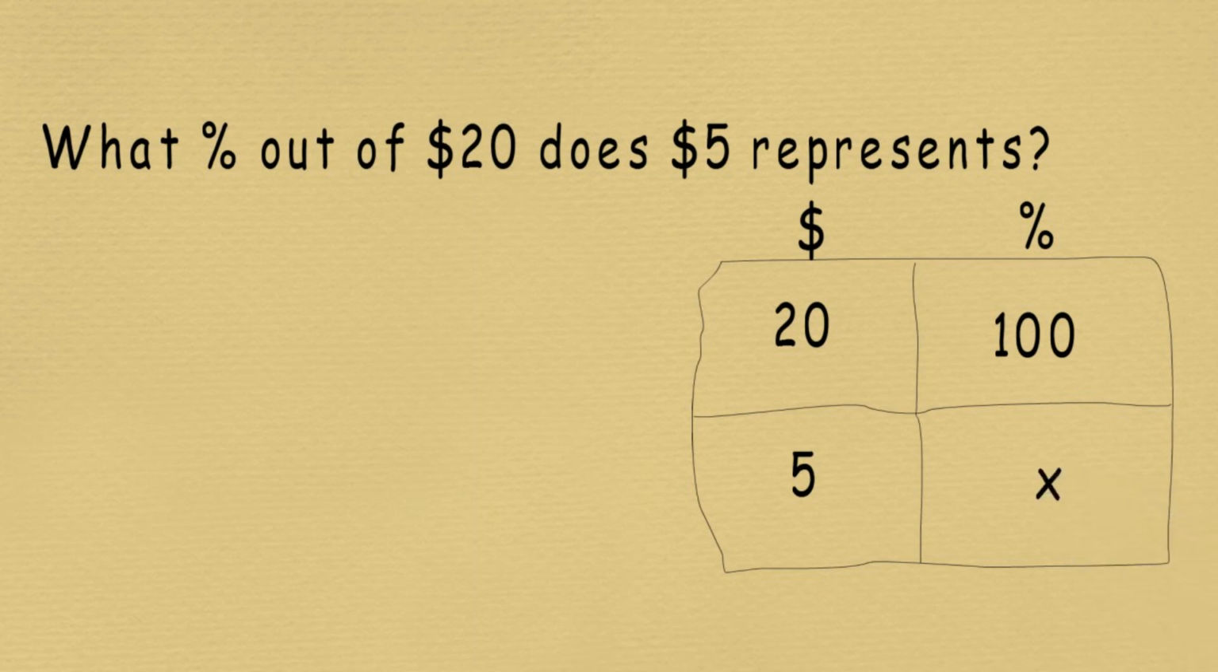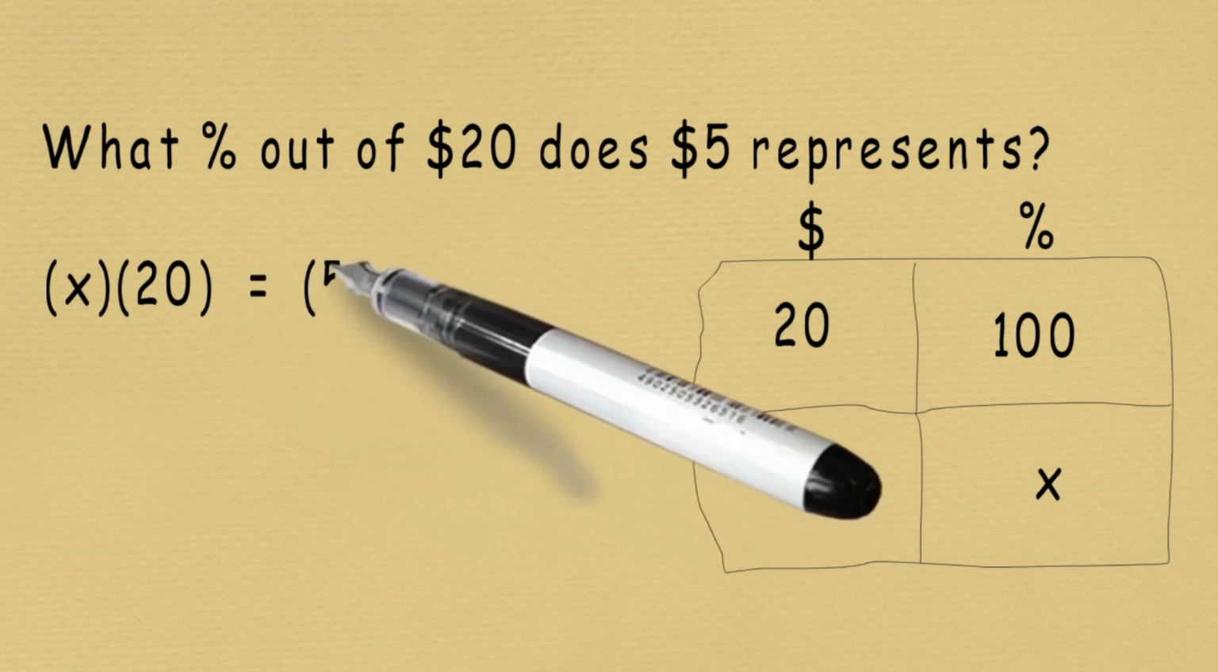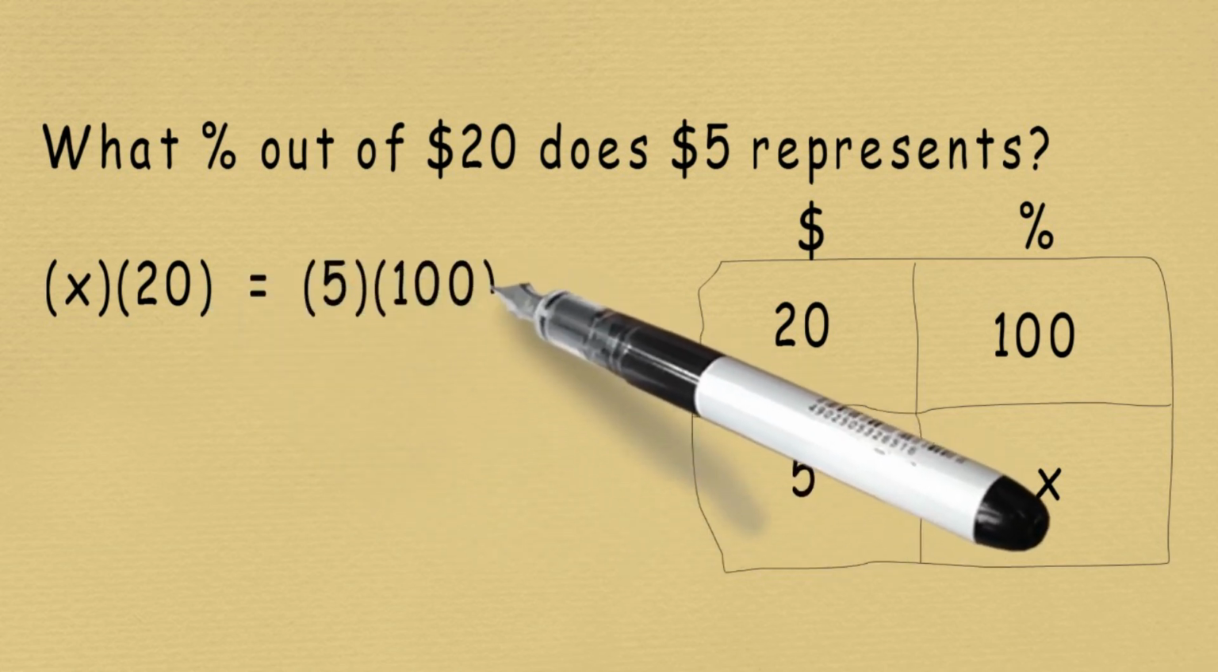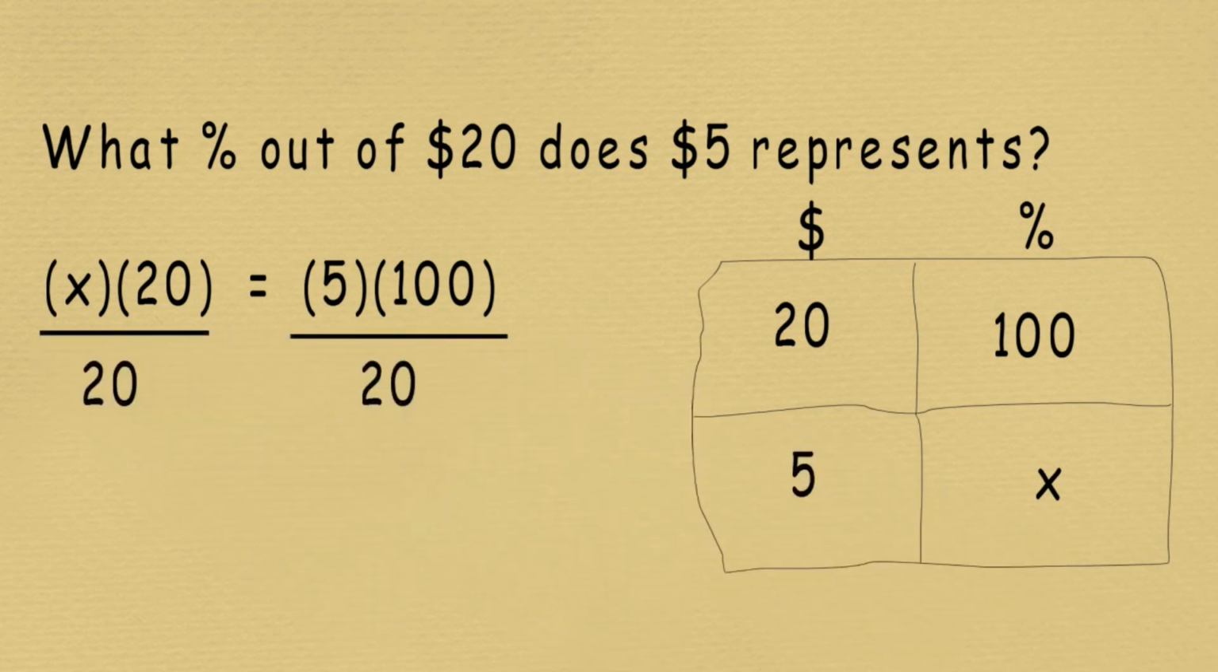Now, I'm going to cross multiply the numbers inside the window box, and I'm going to set them equal to each other, and I'm going to solve for X. So doing simple arithmetic, I have X times 20 equals 5 times 100. I want the X by itself, so I divide both sides of the equation by 20. And I get that X is equal to 25. 25 what? 25%, because we're trying to find percentages. So what that means is that $5 represents 25% out of $20. Okay?